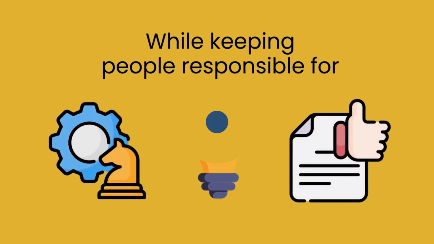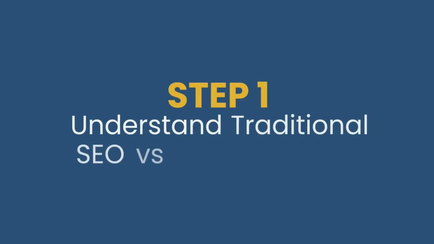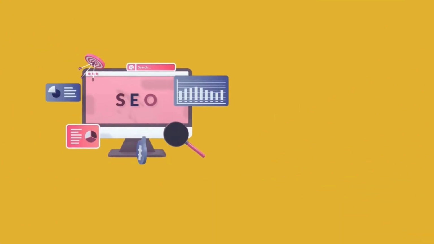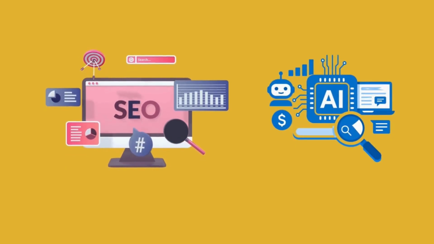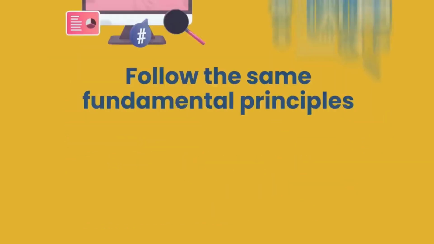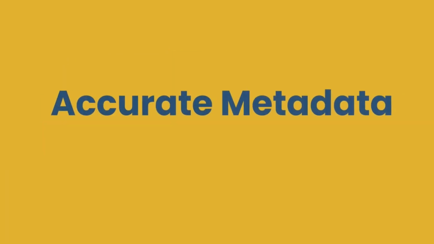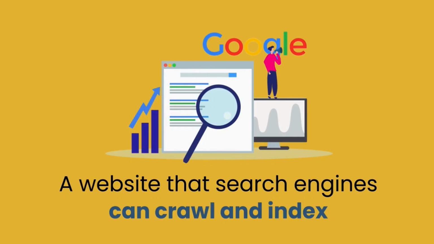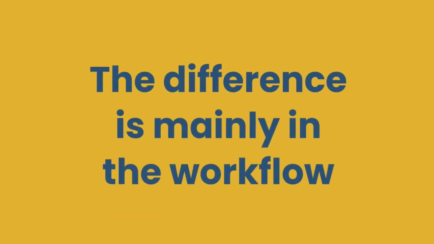Let's get started. Step 1. Understand traditional SEO versus AI-assisted SEO. Traditional SEO and AI-assisted SEO follow the same fundamental principles. You still need relevant keywords, helpful content, accurate metadata, strong internal linking, and a website that search engines can crawl and index. The difference is mainly in the workflow.